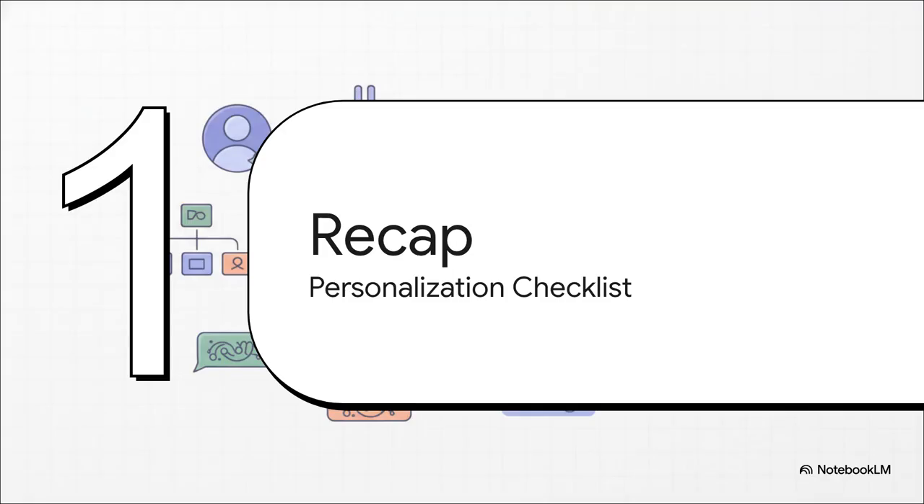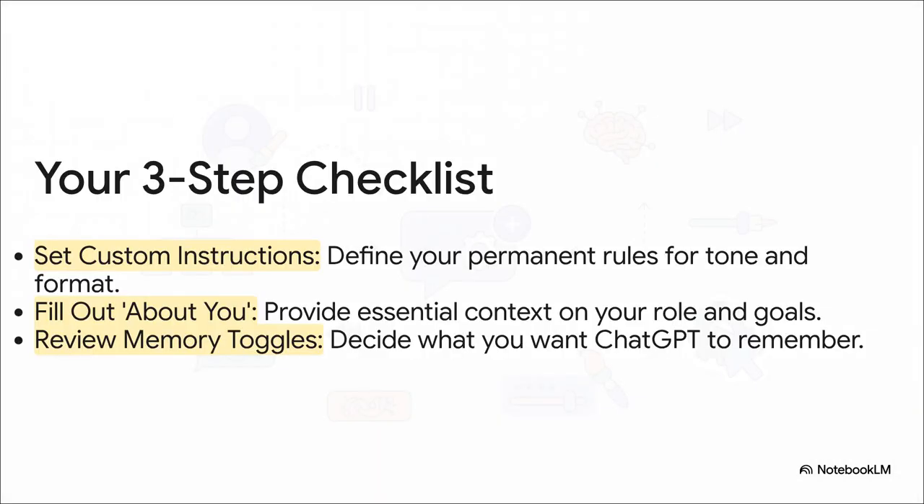Okay, I know that was a lot of information, but getting started is actually really fast. So if you only do 3 things after this, make it these 3. This is your high-impact checklist. First, set your custom instructions. That gives you the biggest bang for your buck, by far. Second, fill out that About You section to give it that crucial context. And third, just quickly review the memory toggles so you're comfortable with what it's remembering. These 3 steps alone will completely revolutionize your experience.